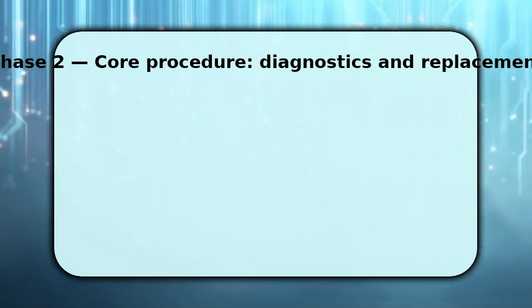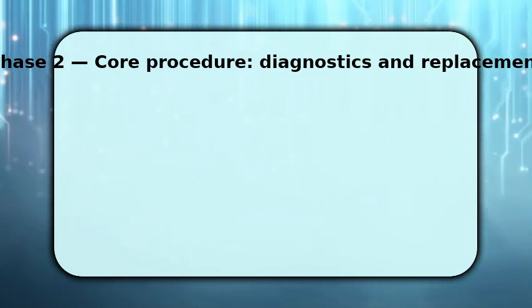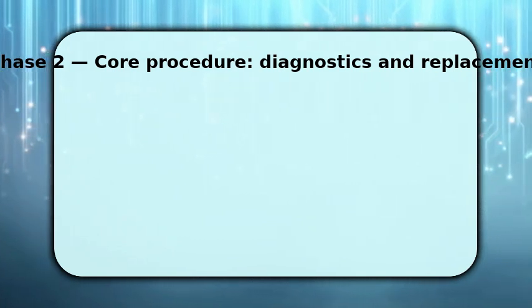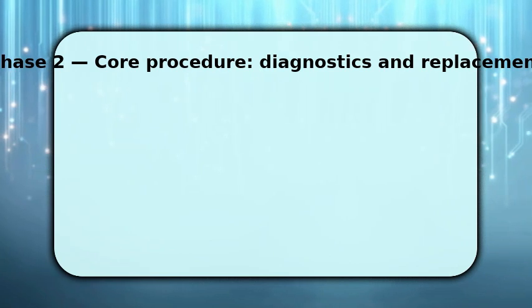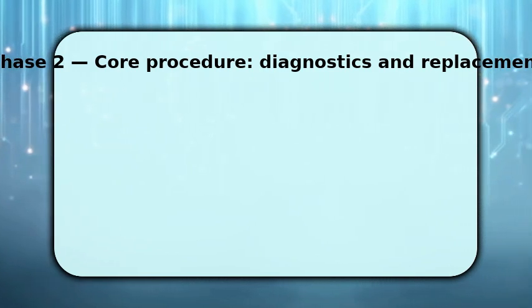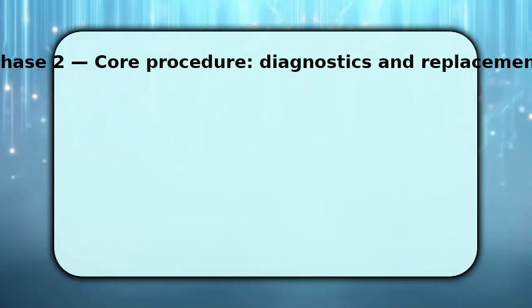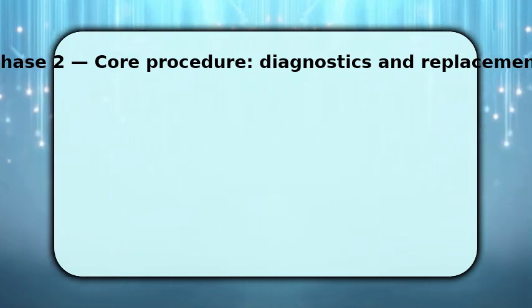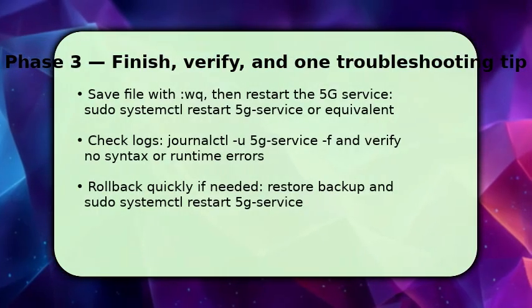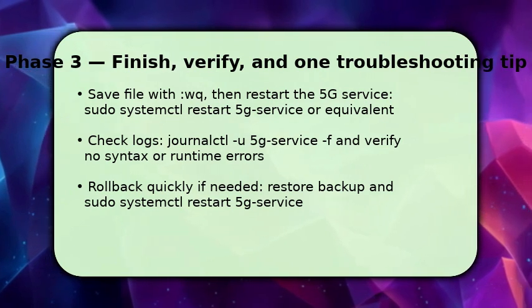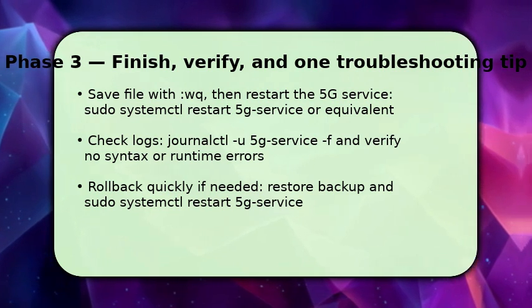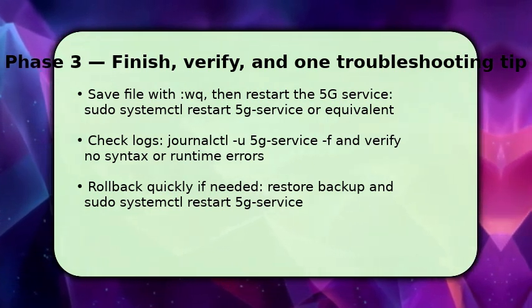After edits, walk through numeric fields and confirm units are formatted as required, often numbers only, such as 100 for bandwidth or 3500 for frequency. When done, write changes with :w and don't quit until you've validated every dependent parameter. You finish by saving and exiting Vim with :wq, then immediately restart the 5G daemon. sudo systemctl restart 5g-service, so new settings load.